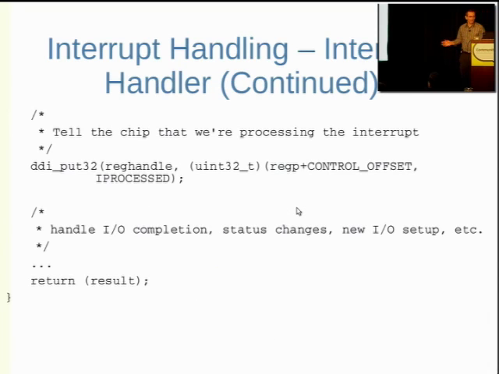Okay, so somewhere in here, we'll tell the device you got it. You handle I/O completion, handle status changes, report errors, start up the next I/O. You might do all this here. You might do it in another thread, a task queue thread. And you can even do a combination. Do some of it here and some of it in the task queue thread, depending on how much time you're spending here. All right. Interrupts are so much fun.